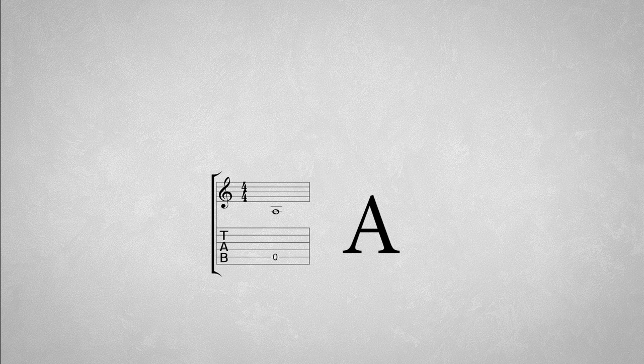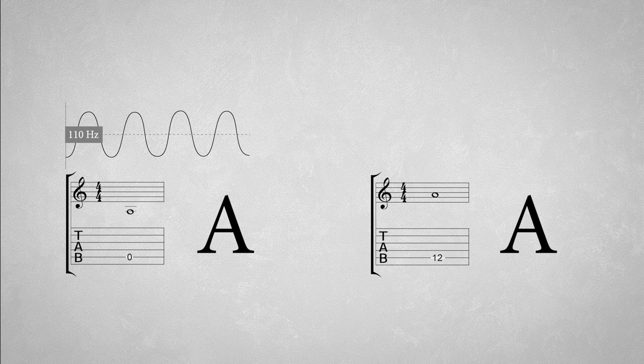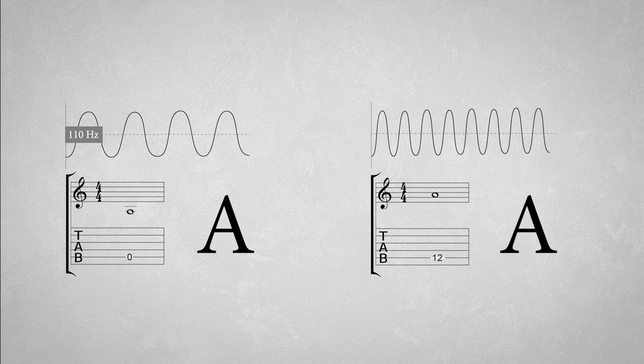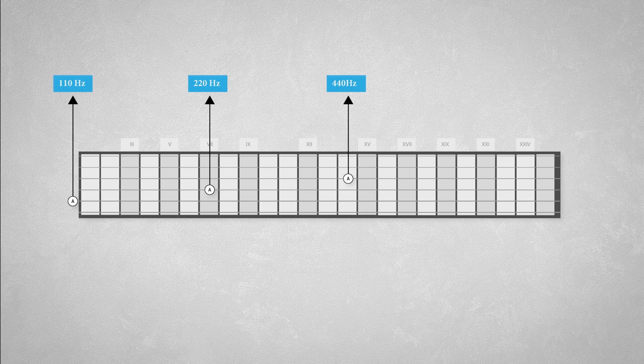If we play a note, it sounds like it sounds because of its frequency. The A string on the guitar, for instance, has a pitch of 110 Hz. Now, if we play the next note A, which is on the 12th fret of the A string or on the 7th fret of the D string, it's the same note, we have doubled the frequency to 220 Hz. Now, we can do that again and again, each time doubling the frequency and making the tone higher.